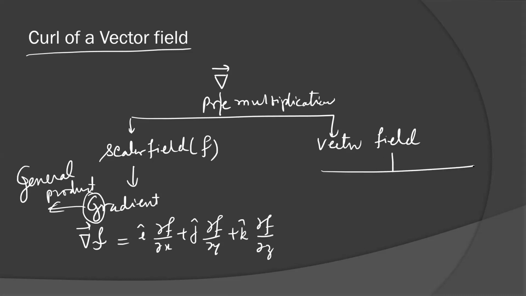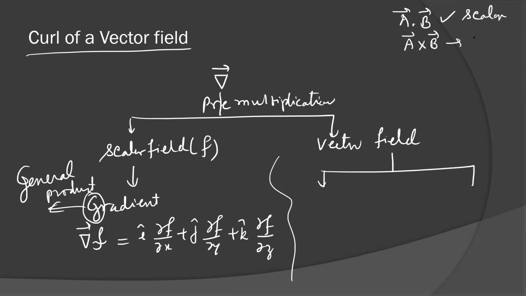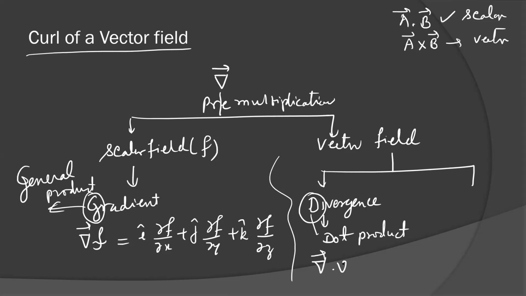But in a vector field, you have two cases, because if you have two vectors, then there are two ways to multiply them. If A and B are two vectors, then two types of product are defined. First is called dot product or scalar product, and second is called cross product or vector product. When you take the divergence, you take the D word. D means dot product. You can remember by this trick, dot product. So del dot V, and the output will be a scalar function.